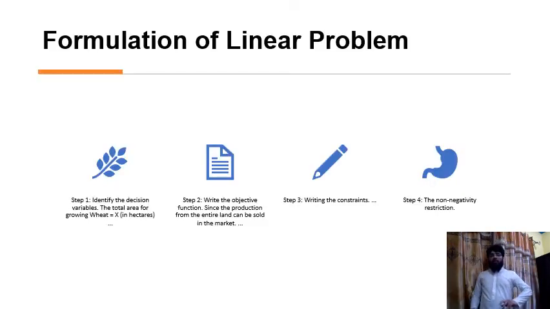Now, formulation of a linear problem. Let us discuss it in steps, because there are 4 steps. Step 1, identify the decision variable, the total area of ground, which is equal to S in hectares. This is step 1.